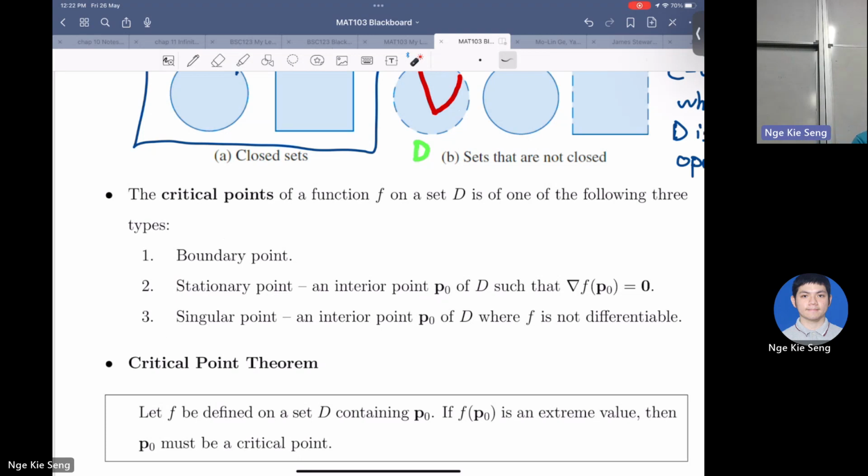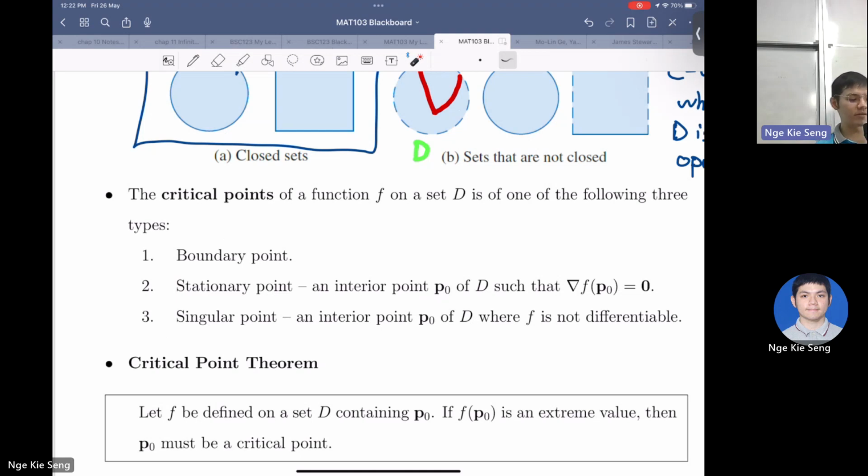A stationary point means an interior point such that the gradient is equal to 0. This is what you did in your one variable calculus: you find the derivative and let the derivative equal 0, and then you do the second derivative test, whether it's greater than 0 or less than 0, and then determine whether it is a maximum or minimum. So this is the stationary point.